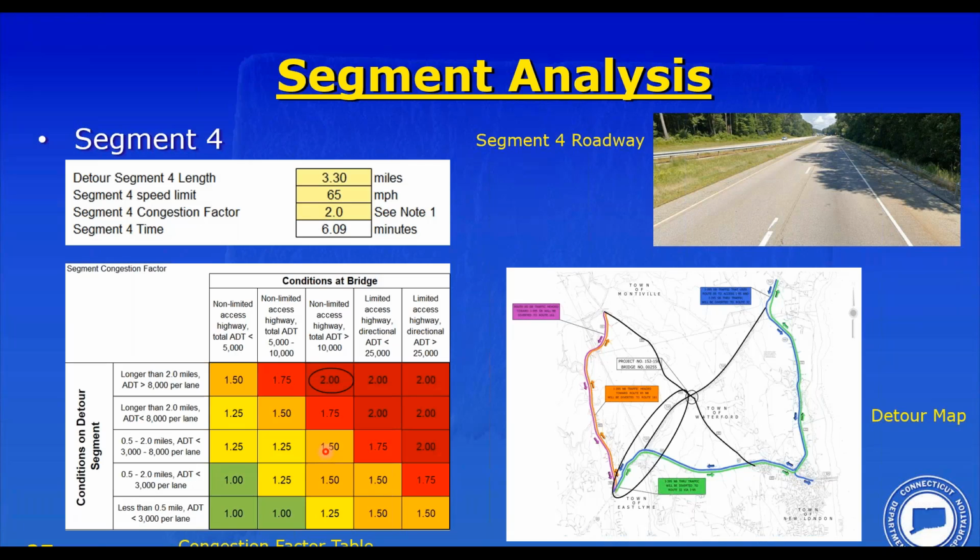3.3 miles, 65 miles per hour. Congestion factor, again, it's longer than 2 miles. ADT per lane is greater than 8,000. So we're dealing with a congestion factor of 2, 6 minutes to travel that segment.